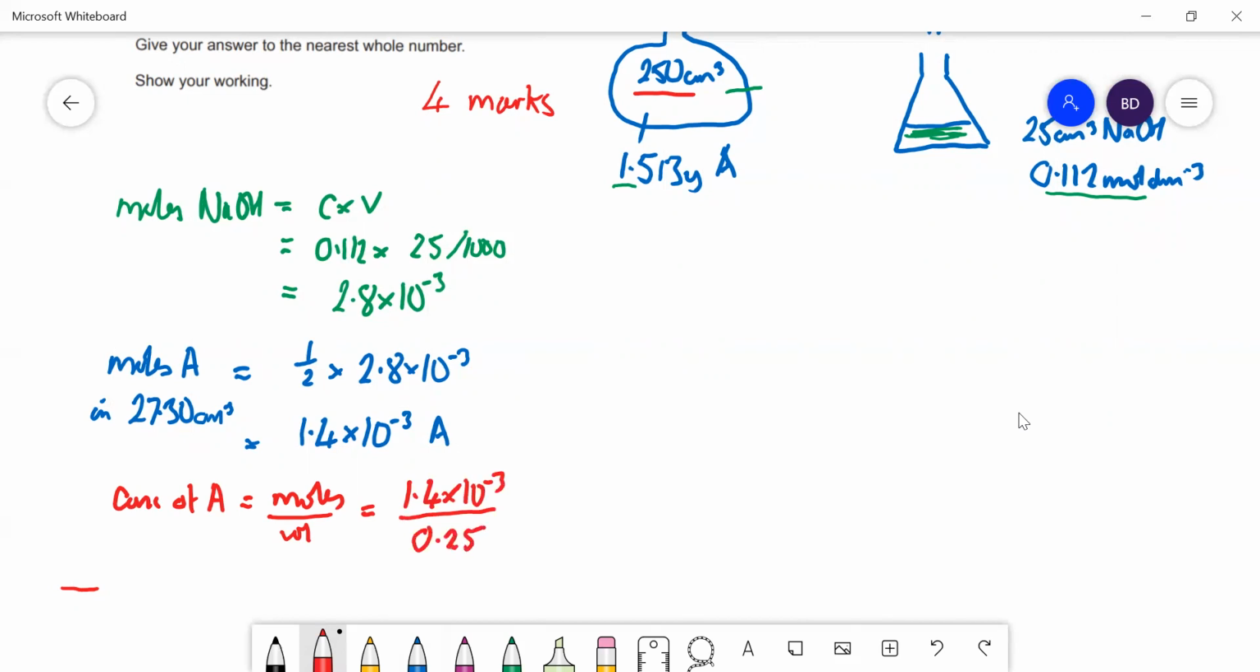Sorry, not that at all. Divided by that volume, 27.3, so 27.30 over 1,000. Work that out, that gives us a concentration of 0.0513 moles per decimeter cubed.